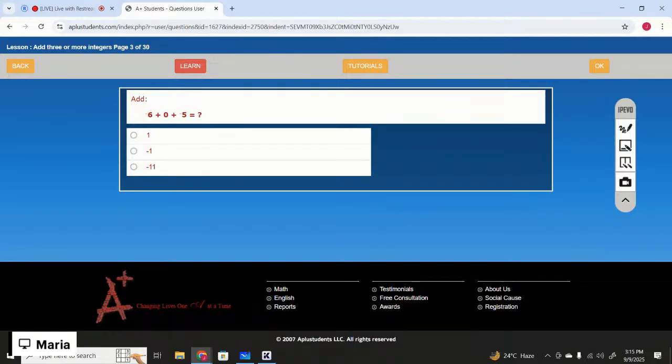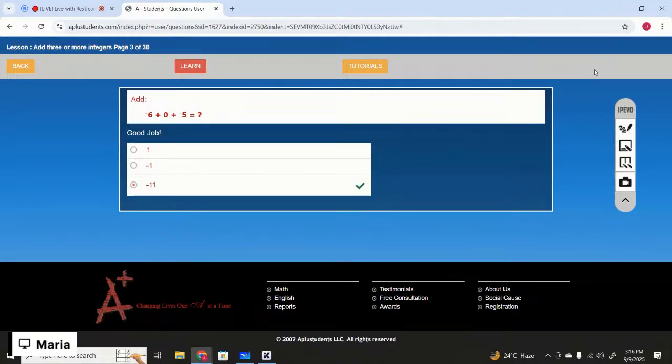-6 plus 0 plus -5. So which is the correct option? -11, both the numbers are negative. So the answer is negative. -11 it is.